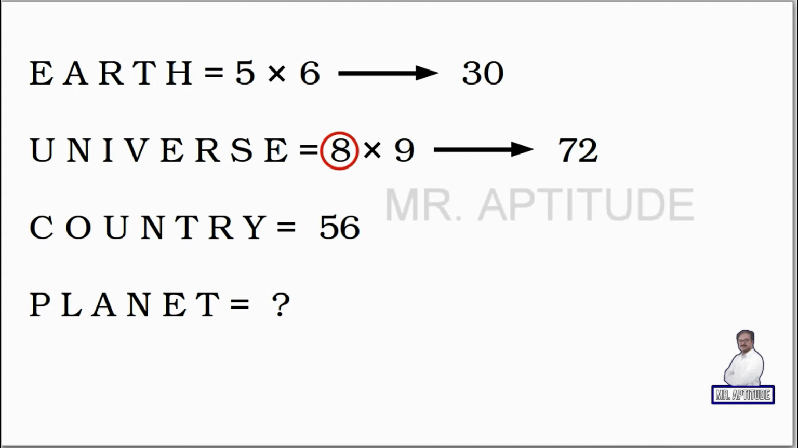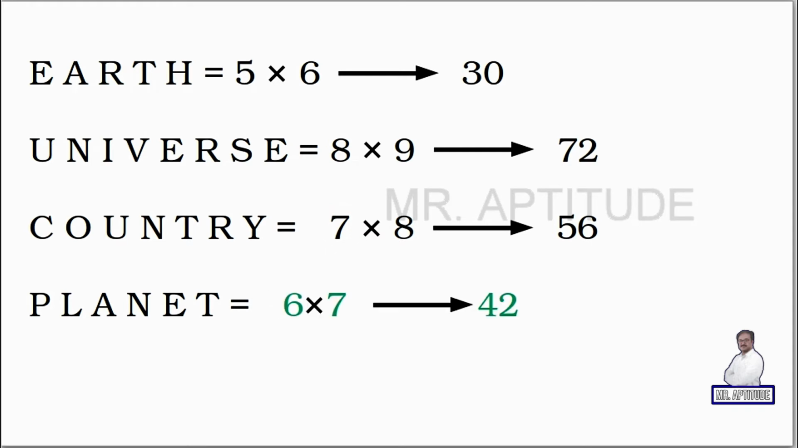Can we relate country and 56 in the same way? We know that 56 is a multiple of 7. 7 is nothing but the number of letters present in the word country. 7 8 times gives you 56. In the same way, in order to find your answer, in the word planet, the number of letters present is 6. When multiplied by its next number, 6 7 times 42.